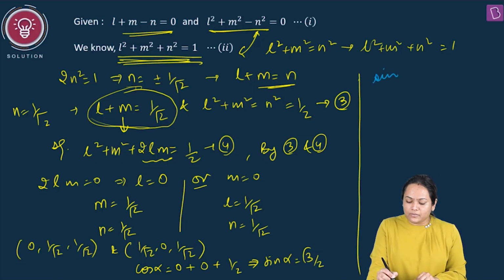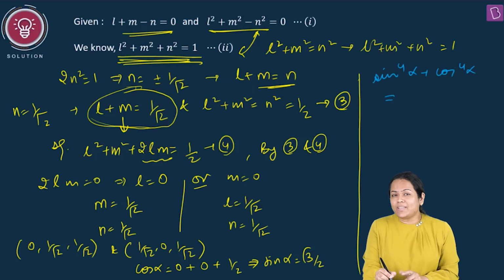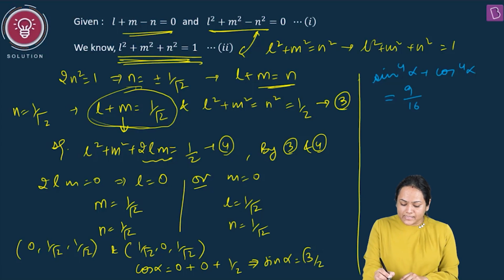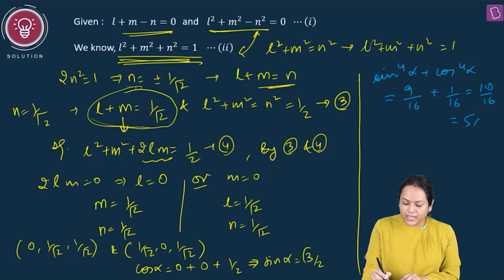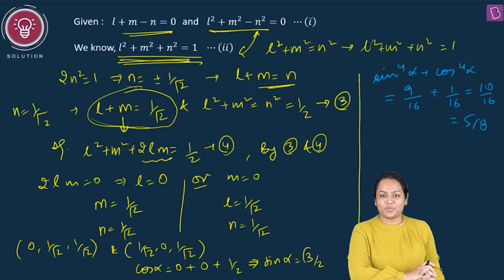And if these two values are known to me, we can actually find the answer. They have asked us the value of sin alpha raised to 4 plus cos alpha raised to 4. So when I substitute the values of sin alpha and cos alpha, quickly we can calculate this part. It's going to be 9 divided by 16 plus 1 divided by 16, that is equal to 10 by 16, or further can be written as 5 by 8. So this will be the answer for this question.